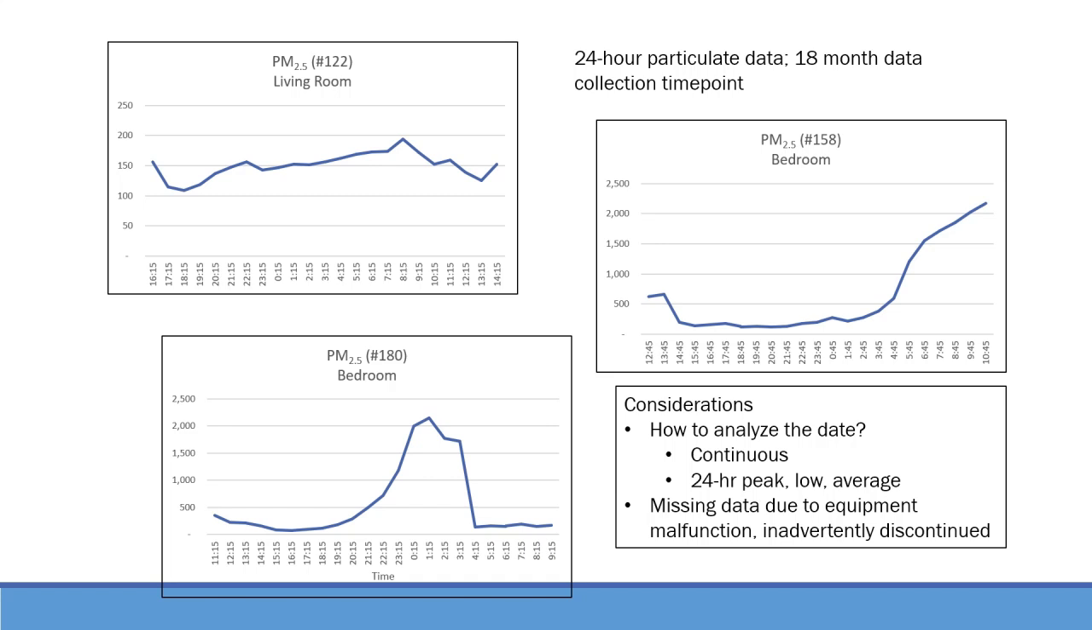What do you do when your equipment malfunctions, which happens more than we'd like to think? And sometimes things are inadvertently discontinued or knocked down. For some reason, if they're plugged in, the electricity goes off, or in some of our newer studies, we're having data immediately uploaded to a dashboard, and if the Wi-Fi goes down, then what do you do? You end up with big chunks of missing data. So how do you manage all this data is something that we do talk about.